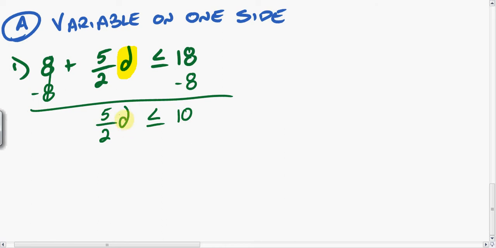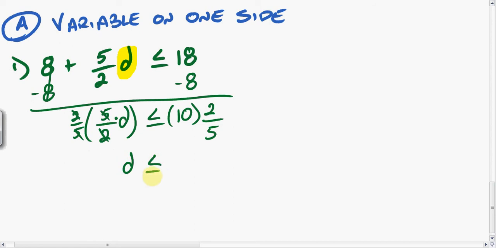Next, I want to detach this fraction 5 halves from the letter d. If you remember, it's attached through multiplication, so we can either divide or multiply by the reciprocal. It's the same thing. I prefer to multiply by the reciprocal. The reciprocal of 5 halves is 2 fifths, so I'm going to multiply both sides by 2 fifths. Here the 2's cancel, as well as the 5's, so we now have just d left on the left side of the inequality symbol.